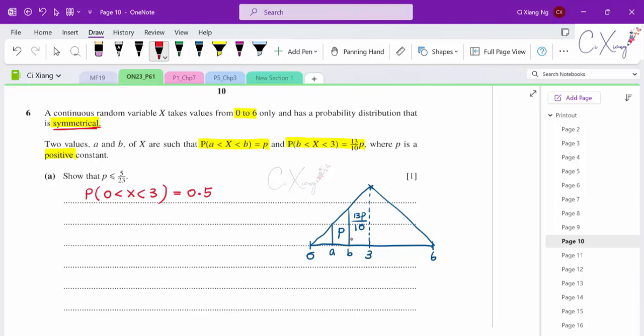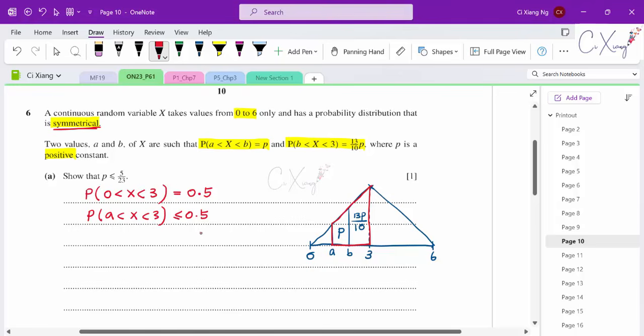Now you can see that I know the probability from A until 3, so I try to label it in red color here. For this one, I know that the probability from A until 3 should be less than or equals to 0.5. Of course, it is impossible to be equals to. But maybe we don't know, we just assume that it is equals to 0.5. Who knows, maybe A is 0. So we will write x between A until 3 is smaller or equals to 0.5.